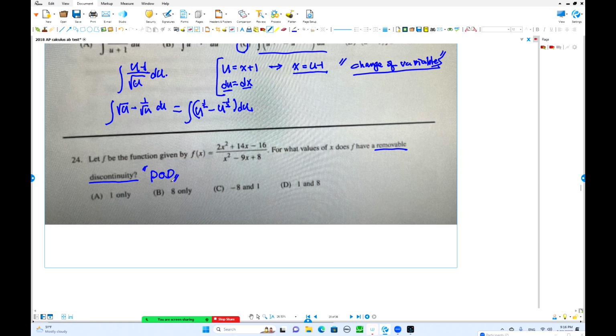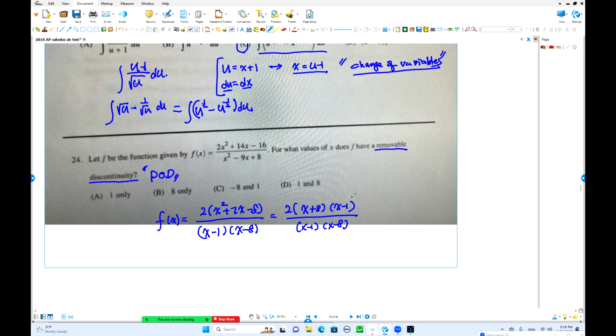Okay? All right. Now, take a factor, okay? Factor over this one. 2 is out, numerator. Inside brackets is x squared plus 7x minus 8. Denominator, again, we can factor the denominator. x squared minus 9x plus 8 is what? x minus 1 and x minus 8. But the numerator can be factored this way. x plus 8, x minus 1 over x minus 1 and x minus 8.